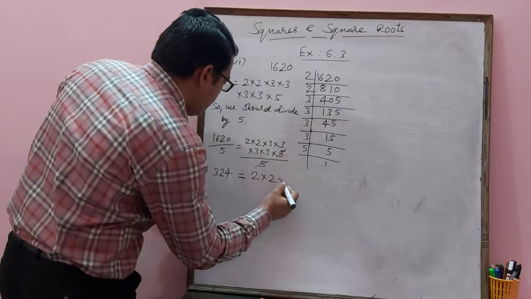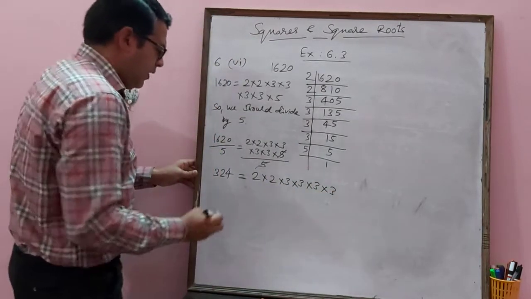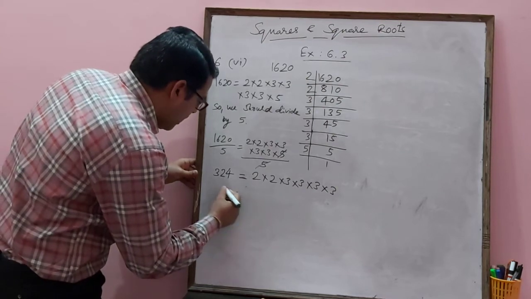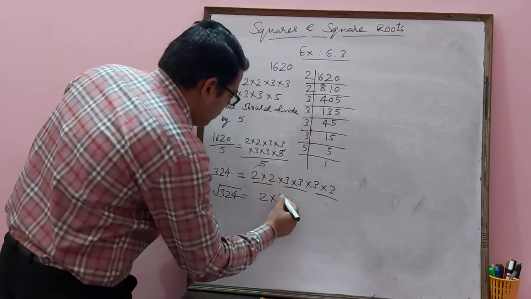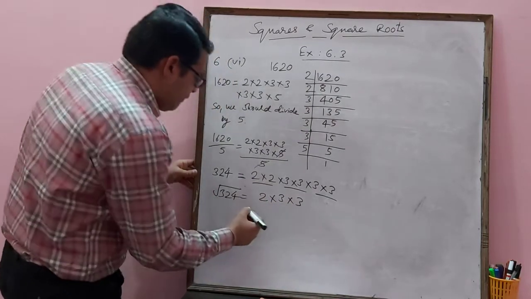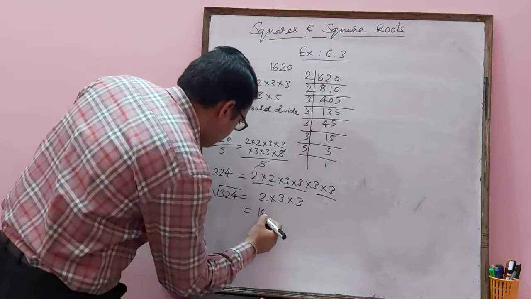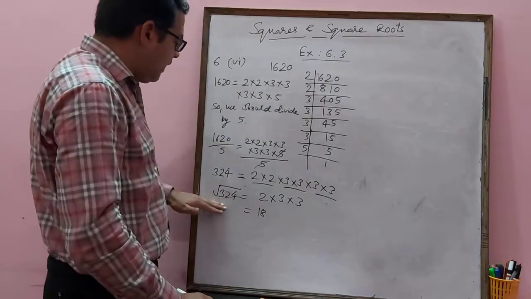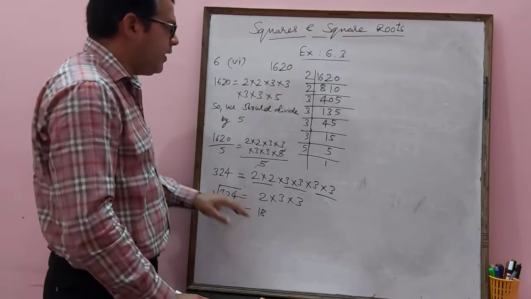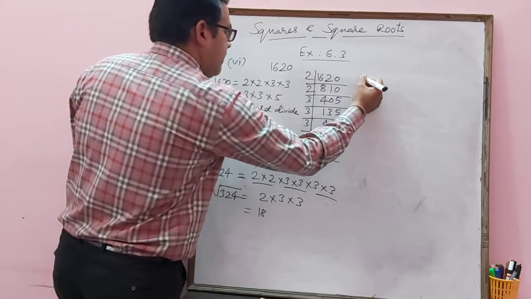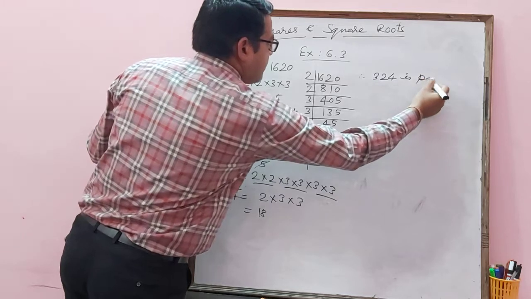And here we have 2 into 2 into 3 into 3 into 3 into 3. So what is the square root? This is now a perfect square number. The square root is 2 into 3 into 3. So 2 3s are 6, 6 3s are 18. It means 324 is a perfect square number and the square root of 324 is 18. So we have to write here, therefore, 324 is a perfect square.